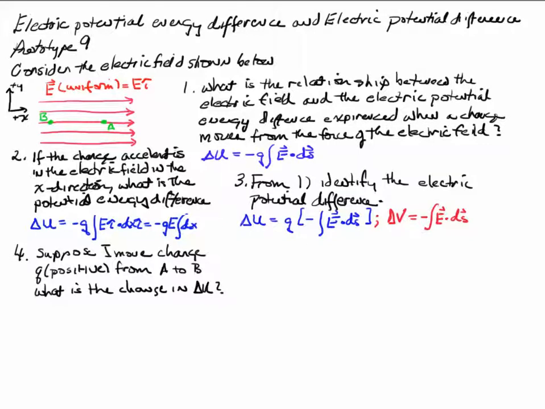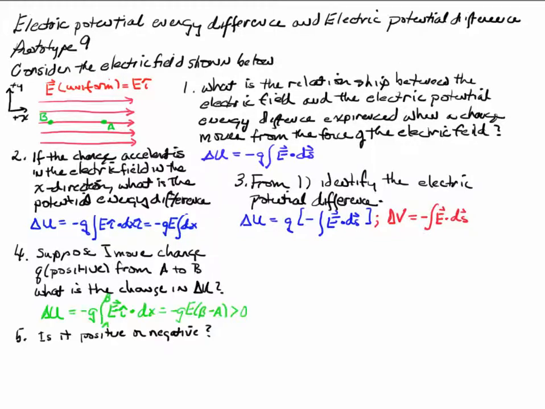Now suppose I move the charge Q, which we'll take as positive, from A to B. What is the change in the potential energy? Pause the video, work it out for yourself, then restart the video. Of course, the change in potential energy is equal to minus the integral from A to B of E i hat dot dx i hat, equal to minus Q E times the quantity B minus A, and that quantity is positive, which answers the next question.